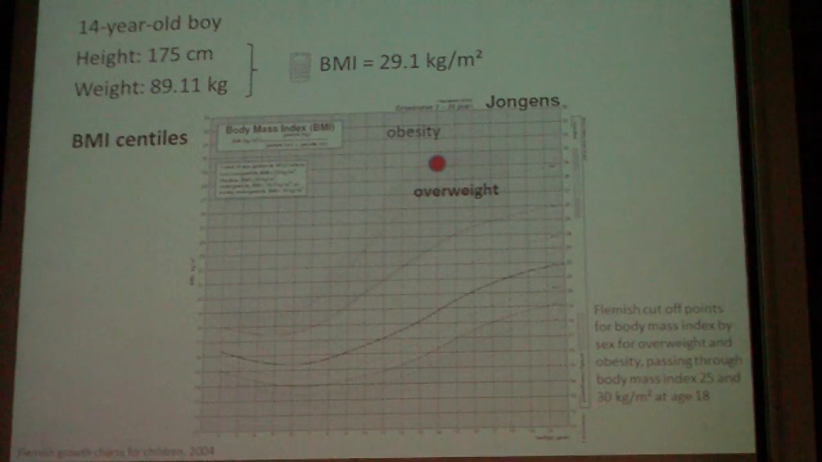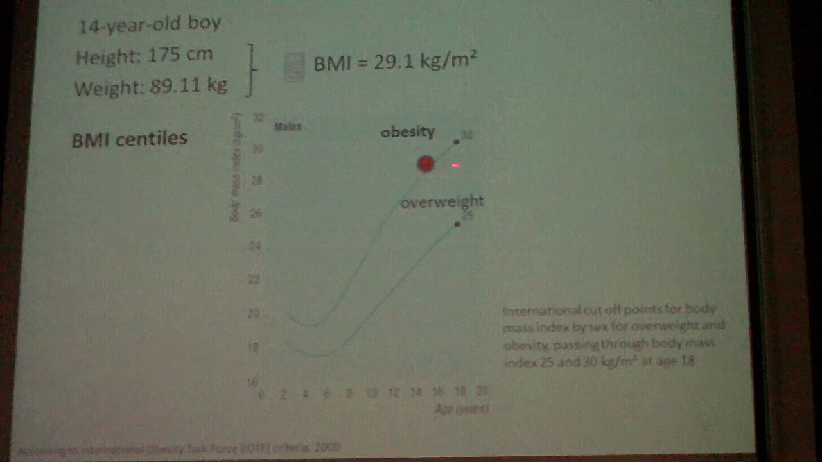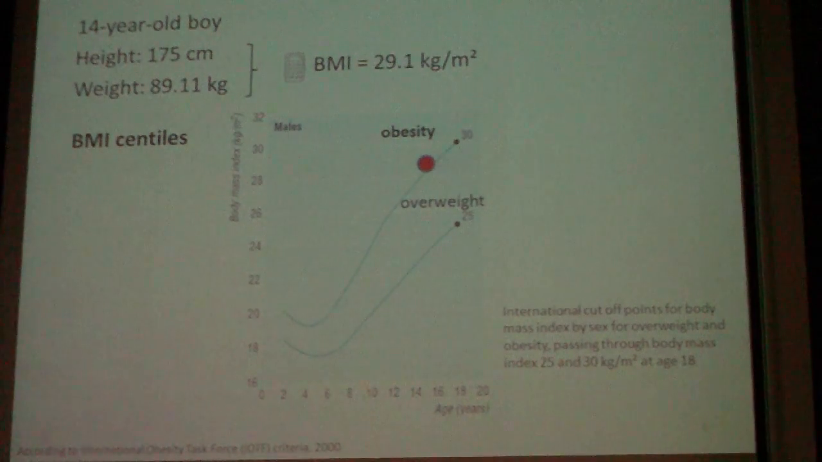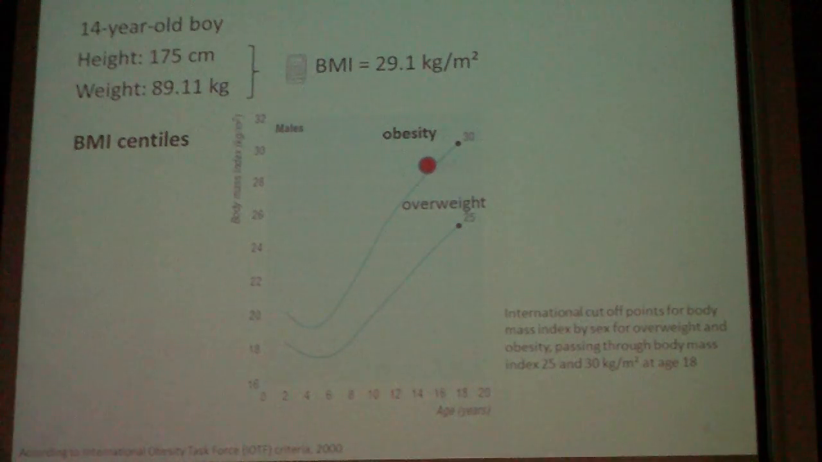But in research, we have to use the international criteria. So the same example will be obese according to the international criteria. So for some children, there is a difference between Flemish criteria and international criteria: defined as overweight in Flemish criteria, defined as obese according to the international cutoff points. But in research, we use the international, and in clinical practice, we use Flemish criteria.